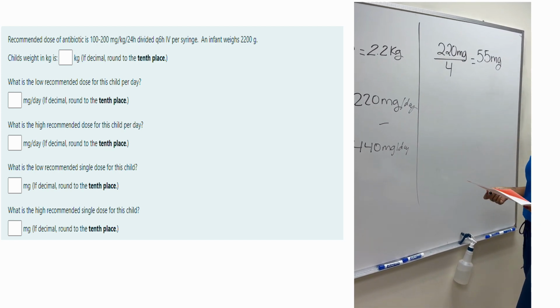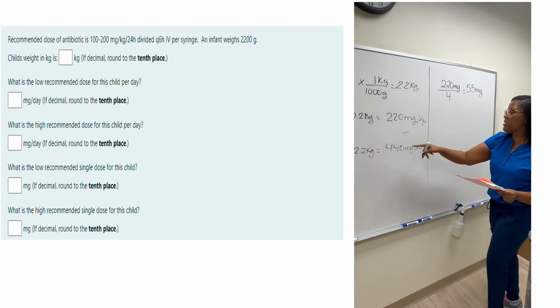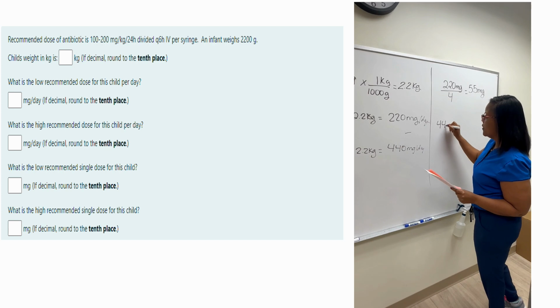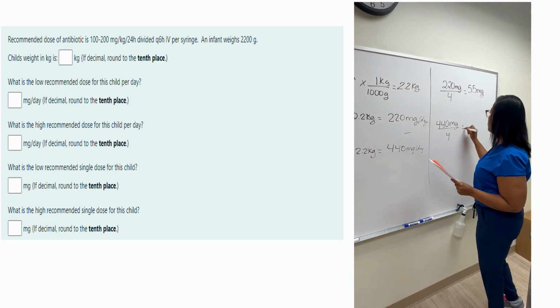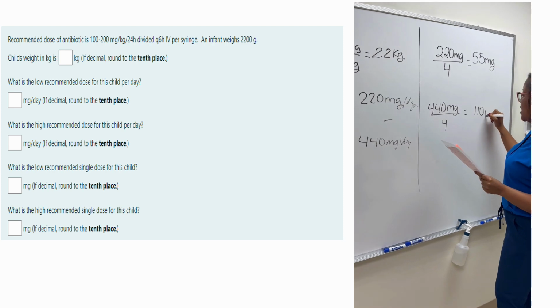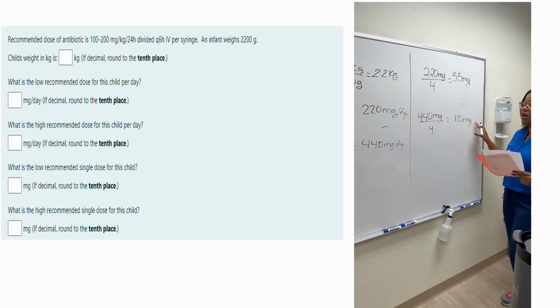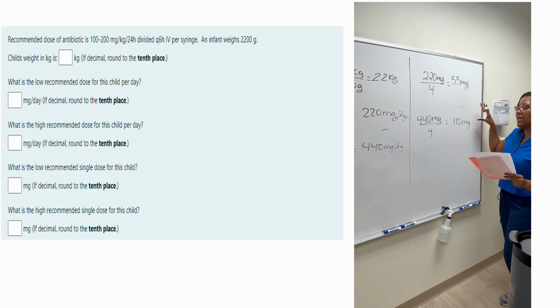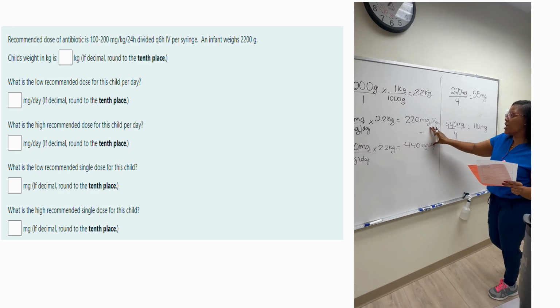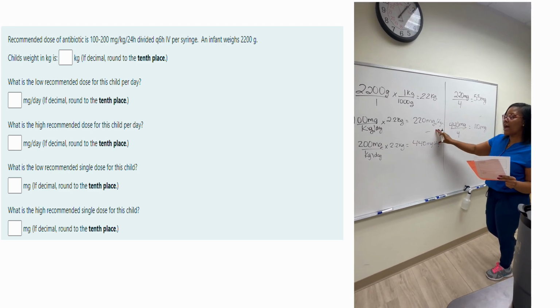And we will do the same for the maximum dose. We would take the 440 mgs and divide that by 4, and we would get 110 mgs. So this is our range when it comes to the single dose, as opposed to this range, which is for the entire day.